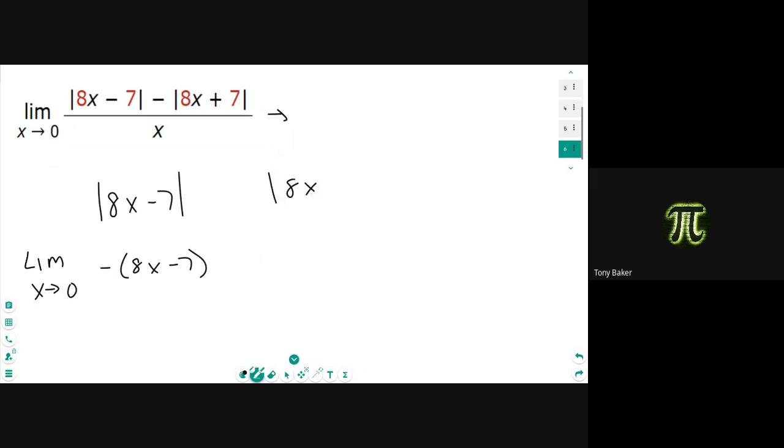So the absolute value of 8x plus 7. Is it the same thing? What happens as I get closer and closer to 0 for that one? Is it positive or is it negative? If I plug in 0, I get a positive, right? So as I'm getting closer and closer to 0, that 8x is going to be less than the 7 either way. So therefore, the 7's overruling it, so it's positive. So I can just get rid of the parentheses or the absolute value for that respect.